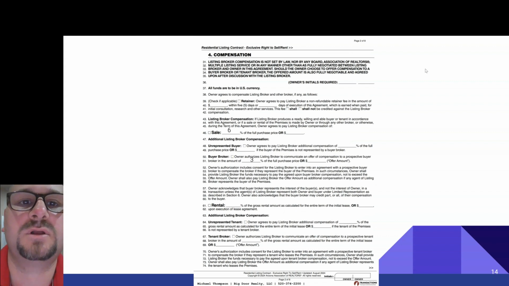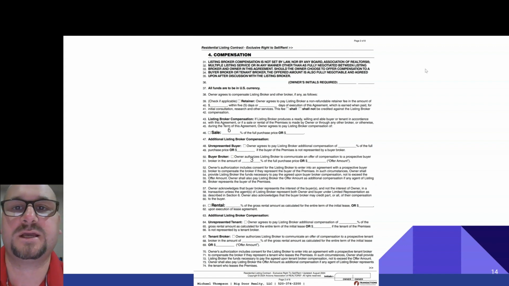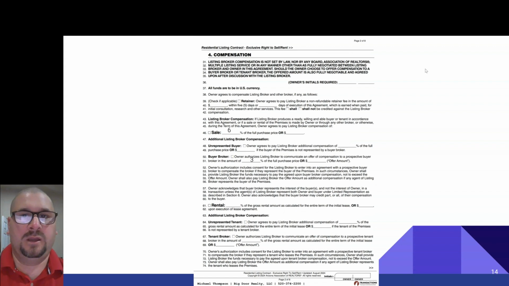Compensation, listing broker compensation is not set by law, nor by any board, association of realtors, multiple listing service, or in any manner other than as fully negotiated between listing broker and owner in this agreement. Should the owner choose to offer compensation to buyer broker or tenant broker, the offered amount is also fully negotiable and agreed upon after discussion with the listing broker. So owner needs to initial there.